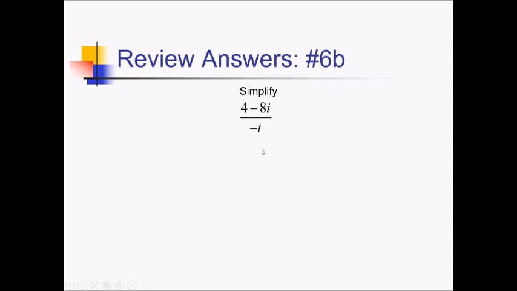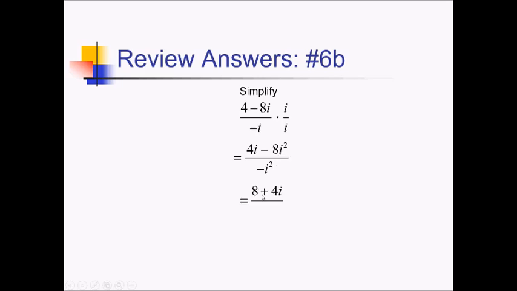For this problem, to simplify it, we have to get that i out of the denominator. I'll do that by multiplying by i over i. So distributing in the numerator, we end up with 4i minus 8i squared. In the denominator, it's going to be negative i squared. And now I'm going to simplify those i squareds to negative 1s. So upstairs, we've got, let's see here, negative 8 times negative 1 is really positive 8. So that's 8 plus 4i.